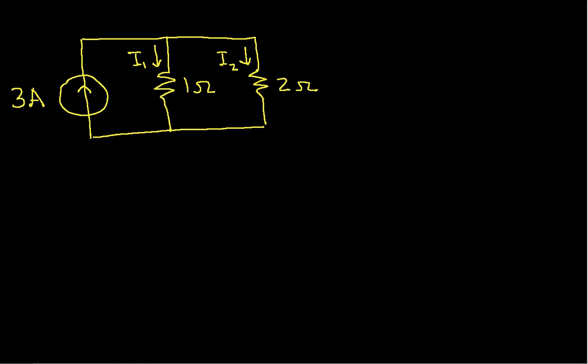Now it turns out the 3 amps that flows out of the source splits, and some of it will flow through the 1 ohm resistor and some of it will flow through the 2 ohm resistor. Many people will assume that the current splits evenly between the two resistors. But because the two resistors have different values, the current through the 1 ohm resistor is larger than the current through the 2 ohm resistor. Current takes the path of least resistance, or at least more current takes the path of least resistance.